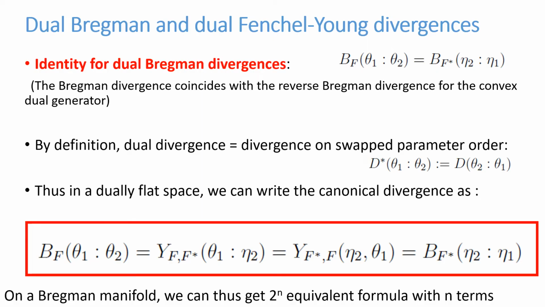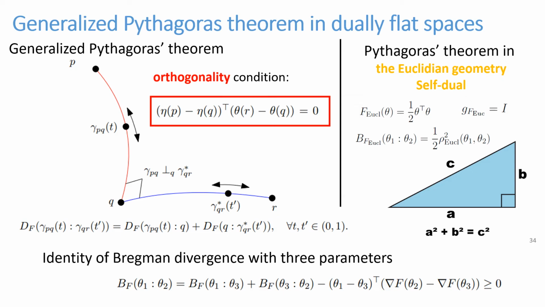A key geometric theorem in dually flat spaces is the generalized Pythagoras theorem. When a primal geodesic meets a dual geodesic at a point Q, we get the following three-point identity. We can therefore test whether two curves intersecting at a point Q are orthogonal or not by checking whether the scalar product (θ1 minus θ3) dot (eta2 minus eta3) equals 0 or not.